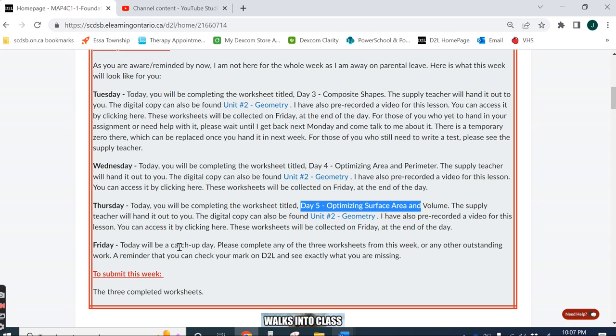Friday will just be a catch-up day for you to complete any of the 3 previous worksheets you have not already completed. But obviously, if you use Tuesday, Wednesday, and Thursday wisely, Friday you could have minimal work to do. And I'll mark them over the weekend and have them ready for you for next week, next Monday.